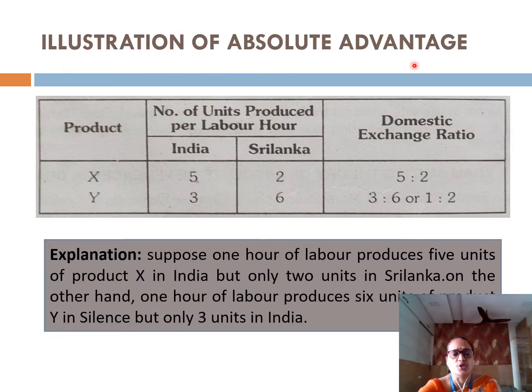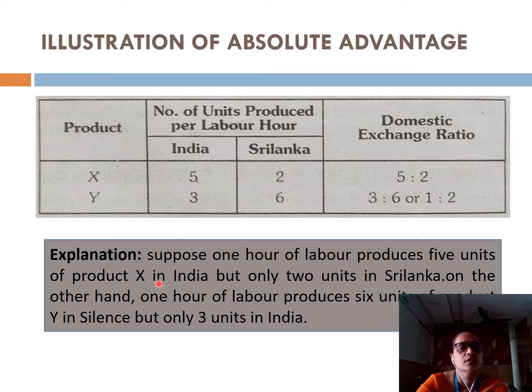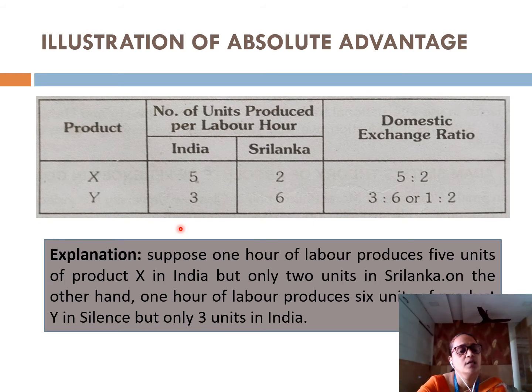Let's see, students, an illustration of absolute advantage. See, for example, there are two products, two commodities, X and Y. There are two nations, India and Sri Lanka, and the domestic exchange ratio between them is 5:2 or 3:6 or 1:2. Suppose an hour of labor produces 5 units of product X in India but only 2 units in Sri Lanka. On the other hand, 1 hour of labor produces 6 units in Sri Lanka and only 3 units in India.